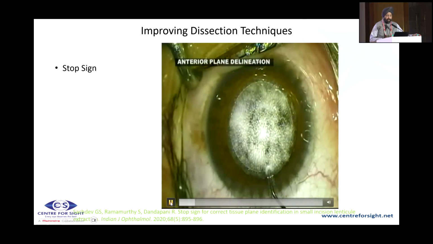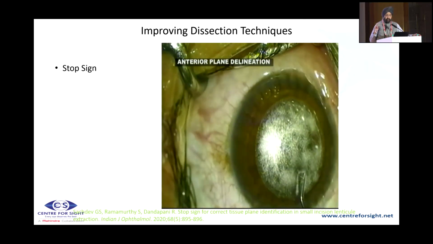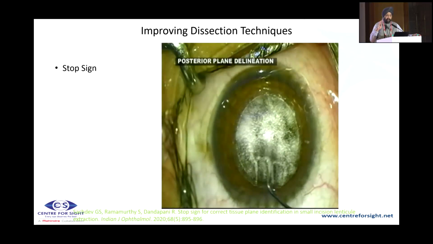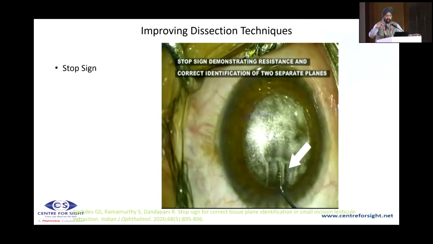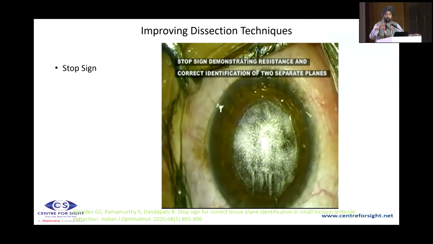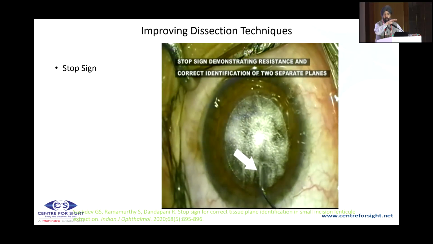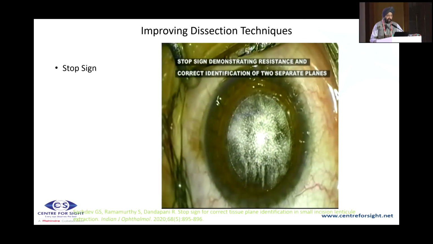Now this has been described by Gitansha Sachdev et al. And this is called the stop sign. What does stop sign mean? Basically you have to go in two different planes. This is one plane, this is the other plane. Now when you come to this side, can you see that there is a stoppage? That means that you are in two different planes. If you were in the same plane, you would not get a stop sign. So this is called a stop sign.